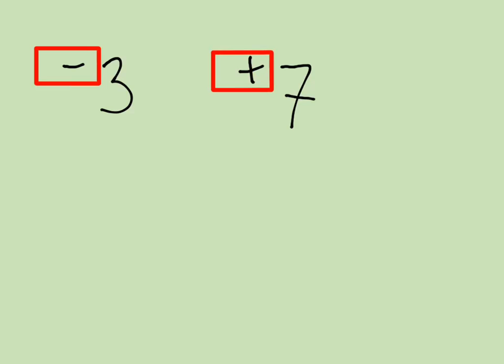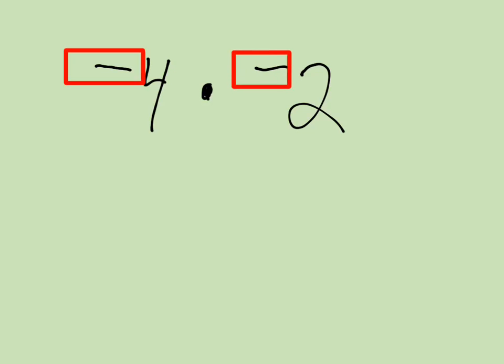Now, just to make sure, when we're talking about the sign, we're talking about if it's positive or negative. And so -3 and +7 have different signs because the 3 is negative and the 7 is positive. Those don't count. If we multiply two integers with the same sign, like -4 times -2, that will give us a positive number because the negative and the negative are the same sign.